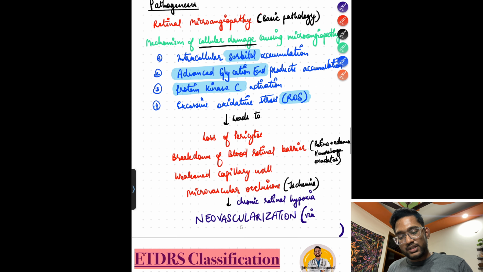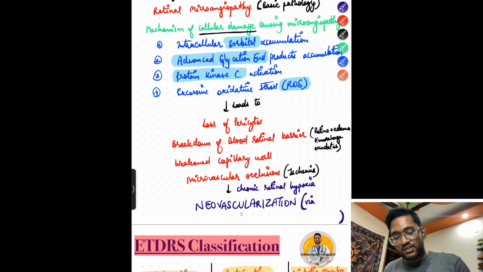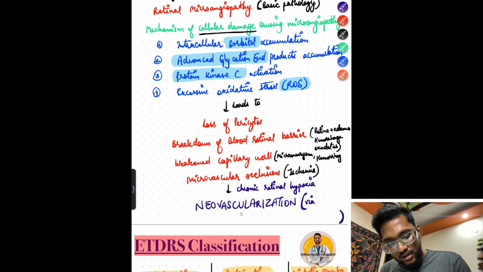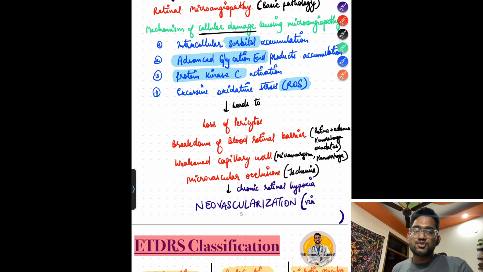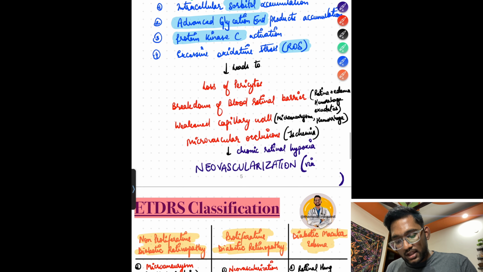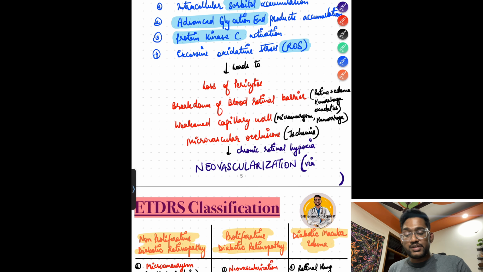Now this will also lead to weakened capillary wall. Now what will this lead to? This will lead to microaneurysms as well as hemorrhage. The hemorrhage which I am talking about right now is superficial as well as deep hemorrhages, that is the flame shaped hemorrhage, which is the superficial hemorrhage, or dot and blot hemorrhage, which is the deep hemorrhage. We will look into all of these features in detail soon. Then microvascular occlusions which lead to ischemia.